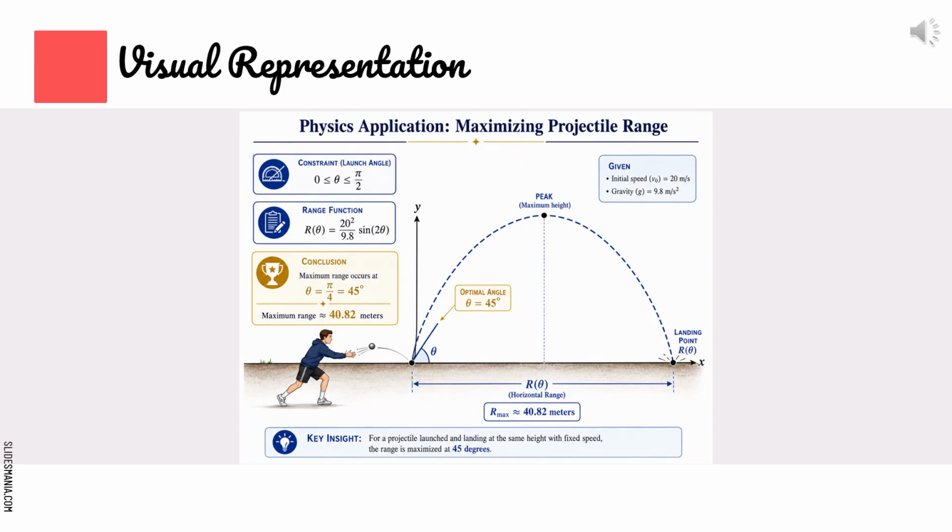You have your constraints, your range, and your conclusion. You're given initial speed and gravity, and for a projectile launched and landing at the same height with fixed speed, the range is maximized at 45 degrees. That's the key insight for all projectiles, and that's what we learn from here.